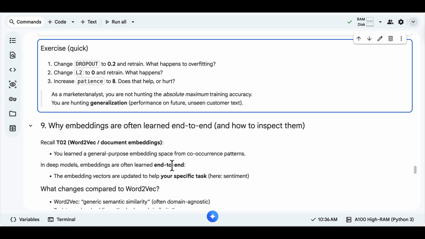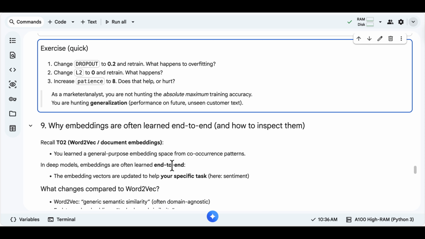This exercise shows why regularization matters. First, if we lower dropout to 0.2, overfitting usually gets worse. The model can memorize the training data more easily, so training performance may improve, but validation performance often gets worse. Second, if we remove L2 regularization by setting it to 0, overfitting also usually gets worse. Without that penalty, the model can rely too much on large weights and fit noise in the training data. Third, if we increase patience to 8, the model may train too long. That can hurt generalization because the model keeps learning the training data even after validation performance stops improving.